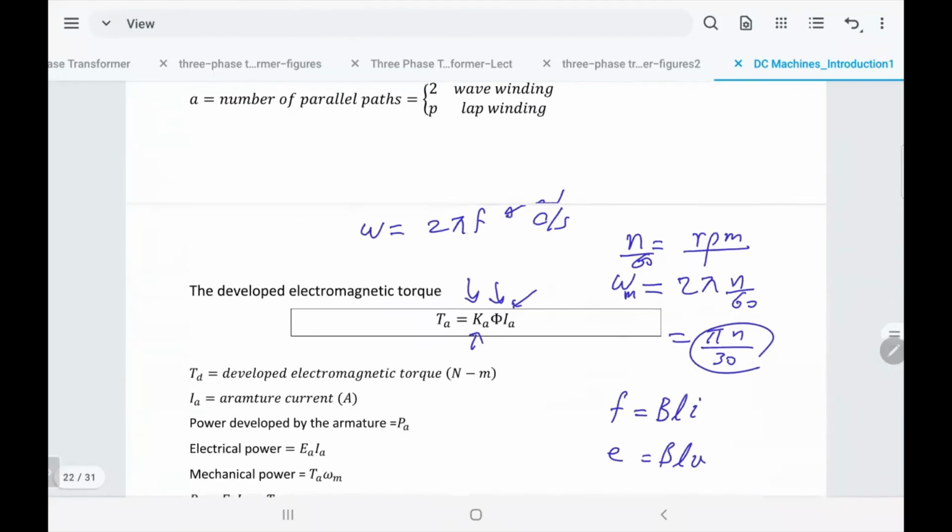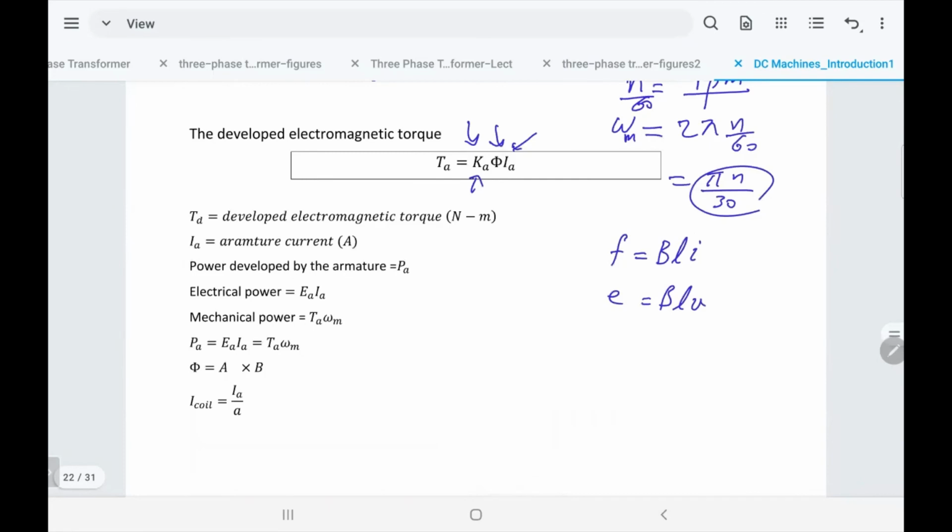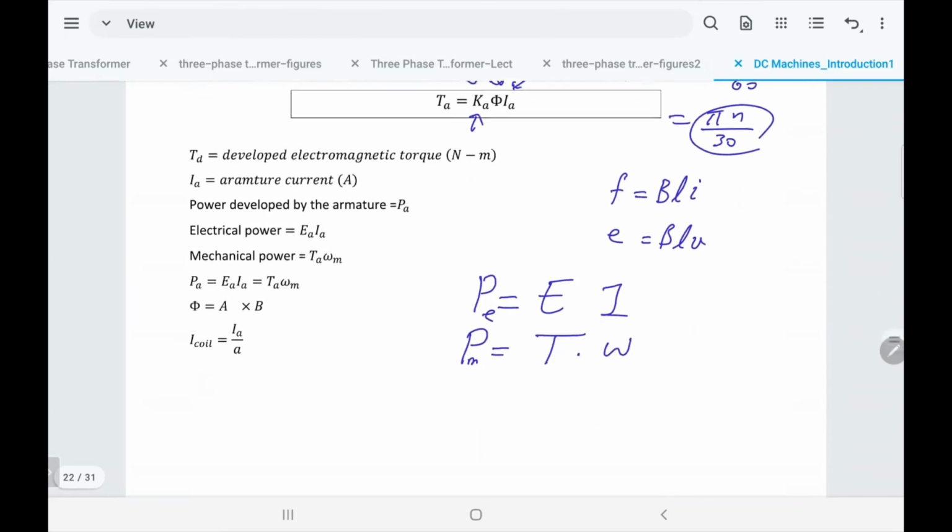Oh, you need the torque? All right, that's the torque. And I will tell you about something else: the energy should be conserved. If you want to calculate the power, what's the power? E times I, right? Volts and current. E times I is the electrical power. What about mechanical power? Mechanical power is equal to torque times omega.